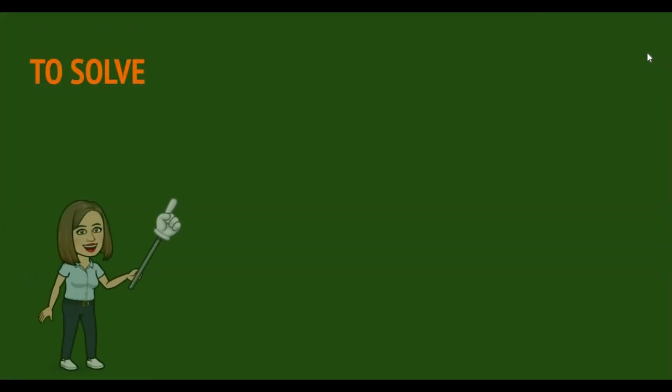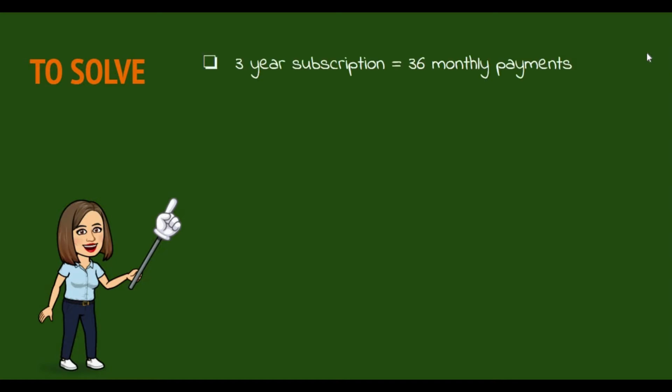So to solve, we have to take note first that there is a 3-year subscription. When you say 3-year subscription, it is equal to 36 monthly payments. Again, miss, how did you get the 36 monthly payments? 3 times 12. 12 months in a year.